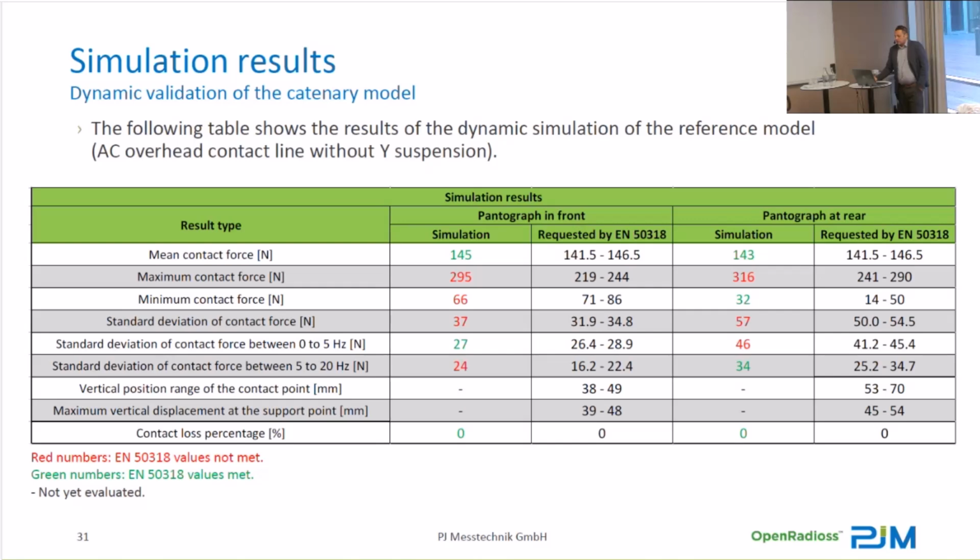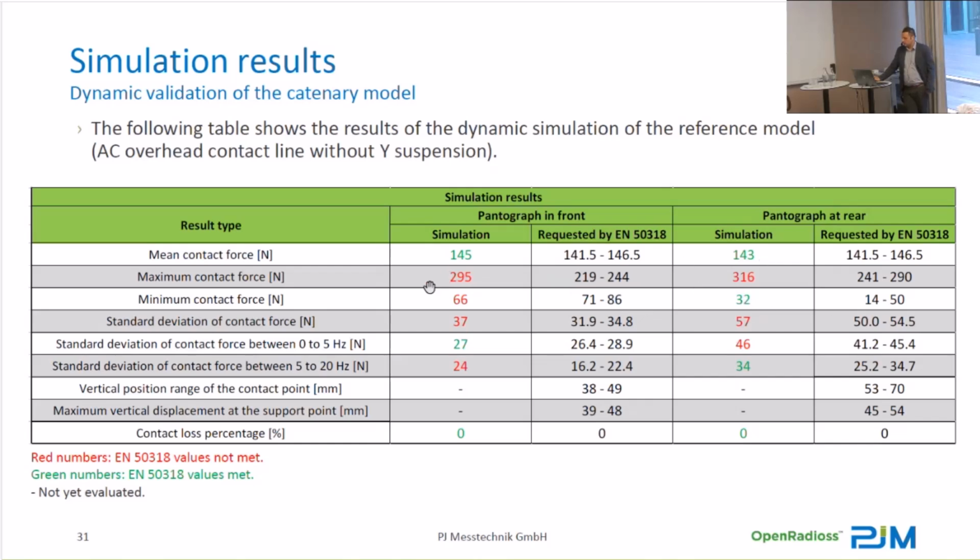For the mean contact force, the standard says for the front pantograph, you have to have around 145 newtons. We have a mean contact force of 145 newtons. Perfect. For the rear pantograph, we should be around the same. We have 143. So we are within the scope of validation. But the maximum contact force, we are a little bit too high in both cases. But the front one is way higher than the back one.